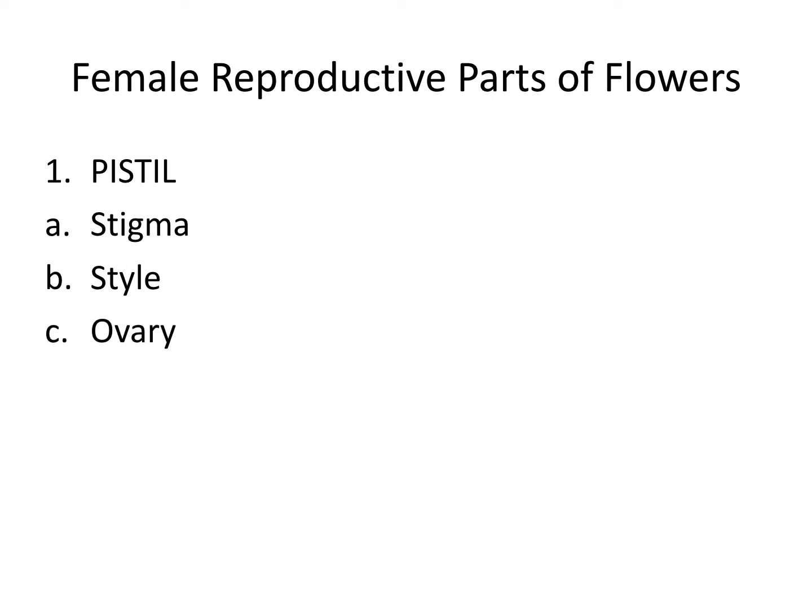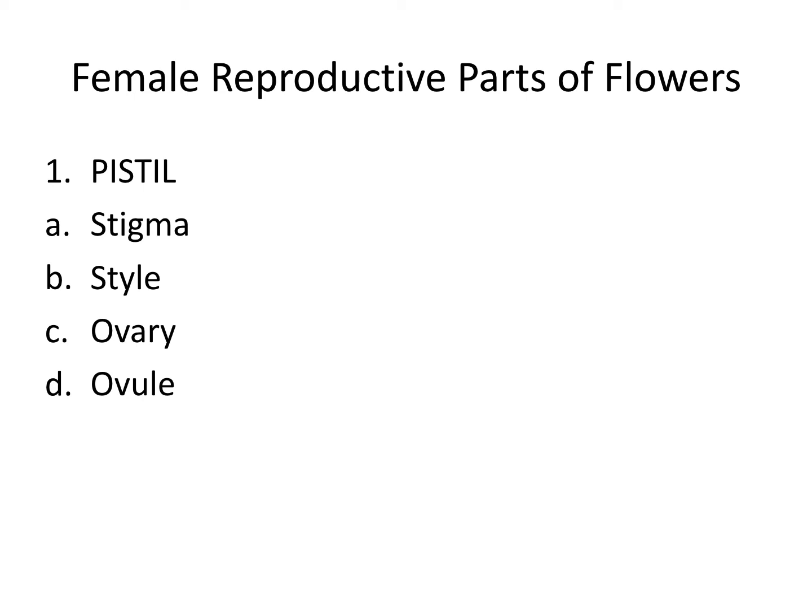Moving on to the female reproductive parts of a flower. Overall, it's called the pistil. So the female altogether is the pistil. The female, unlike the male, has four parts to it. The male has two. The first one is called the stigma. The second one is the style. The third one is the ovary. And the fourth one is the ovule.